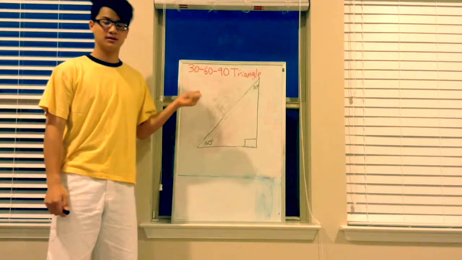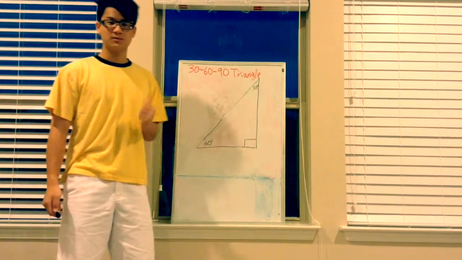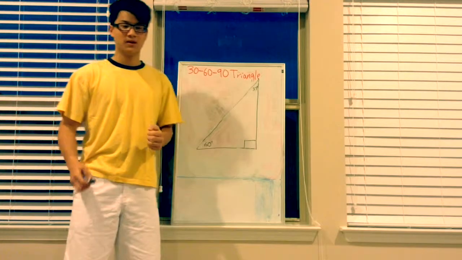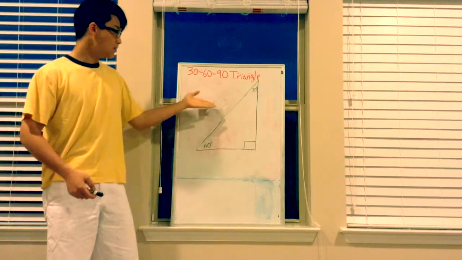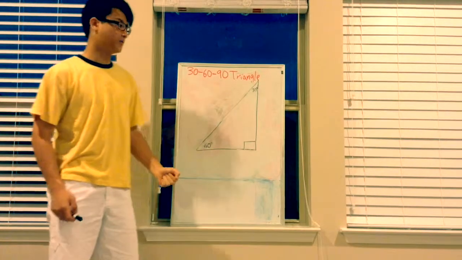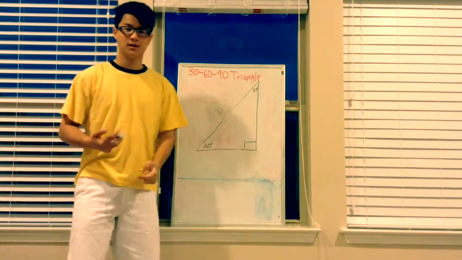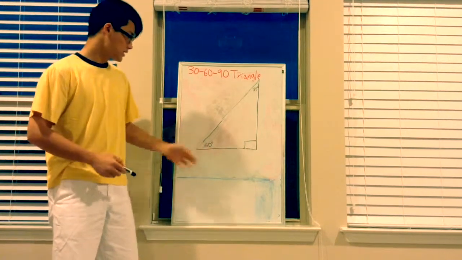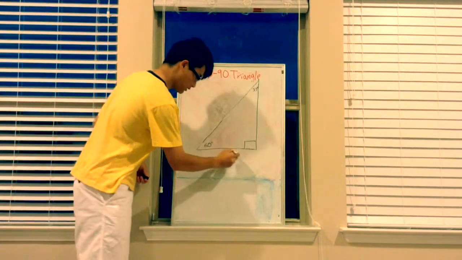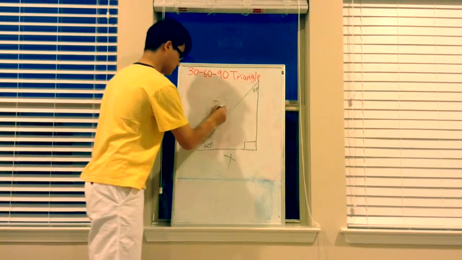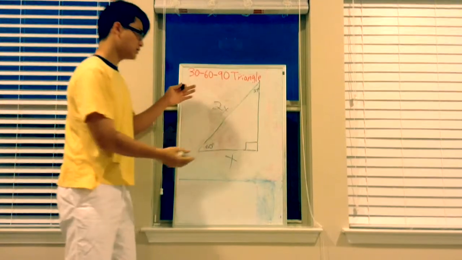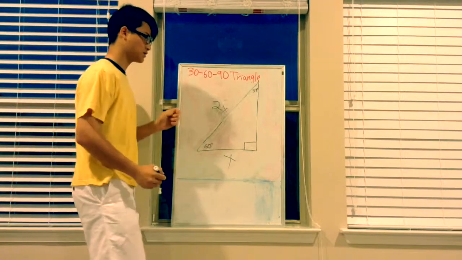This is the 30, 60, 90 degree triangle. It is a special right triangle where if you know one side, you will be able to find the rest of the sides. So the shortest leg would be x, the hypotenuse would be 2x, and the longest one would be x root 3.